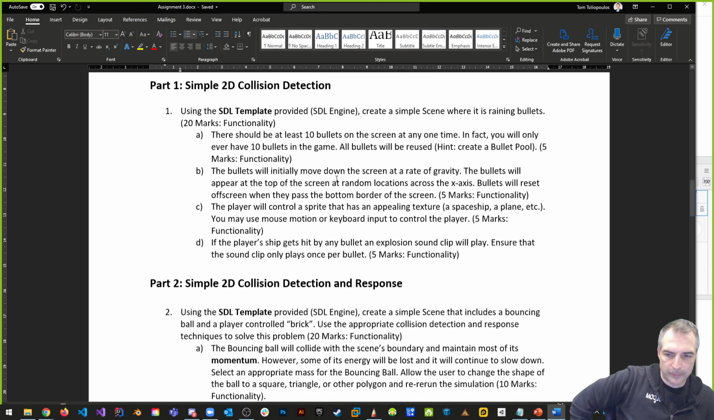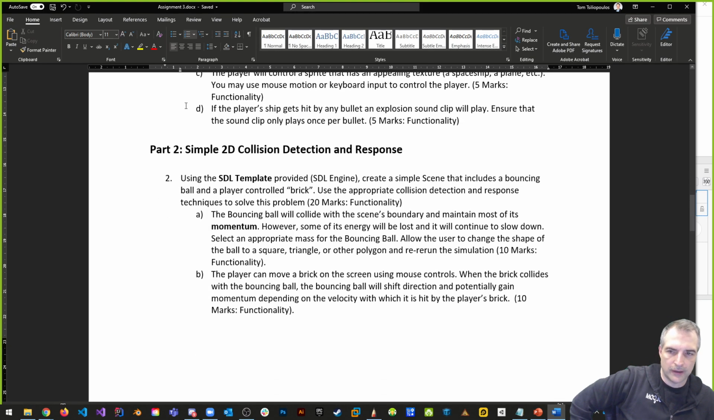All right, let's move on to part 2. So part 2 is really simple 2D collision detection and response. Now this is a little bit more challenging than part 1. Part 1 is really, I'm colliding. Part 2 is, I've got momentum, right? And what we're doing is we have a bouncing ball or some kind of thing that's bouncing, and a player-controlled brick. I'm going to call it a brick.